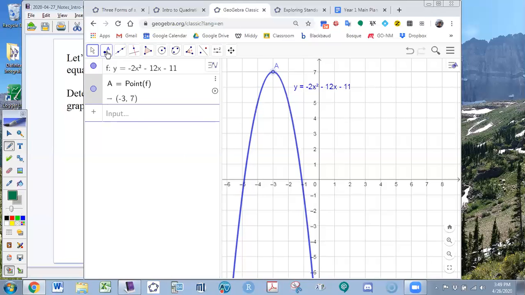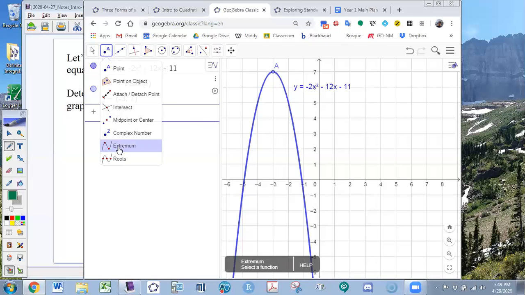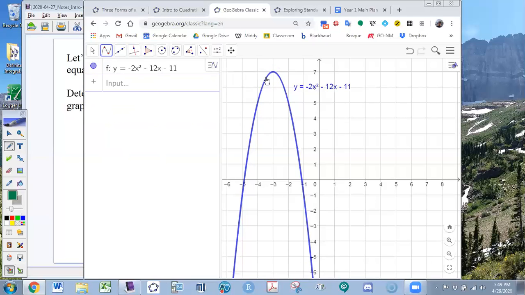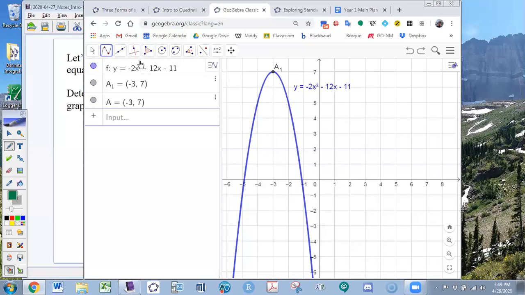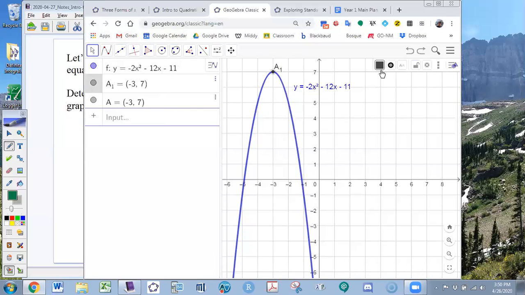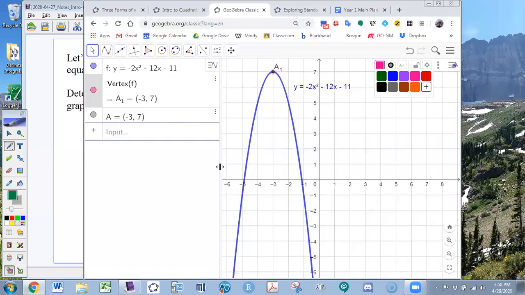There's a tool on here though, under the point tool. I could have instead done extremum. So if I delete this and instead did extremum and just clicked on this graph, it is going to jump right there to that vertex there. Oh, sorry, I just kept clicking. You've got to come back over here and make sure you click your point or your mover tool again. I'm going to take that, make it a nice color so it pops out a little better at me.